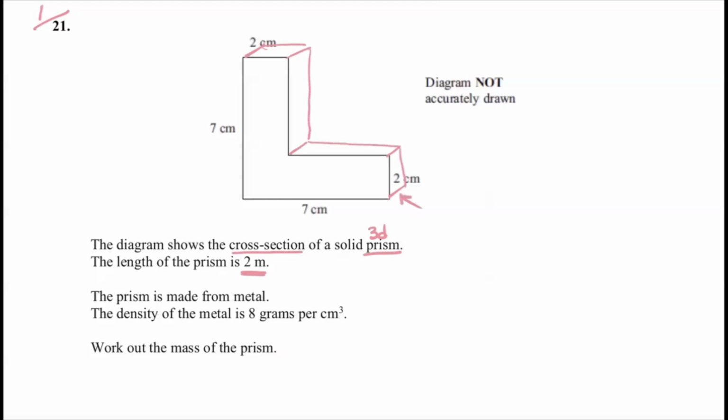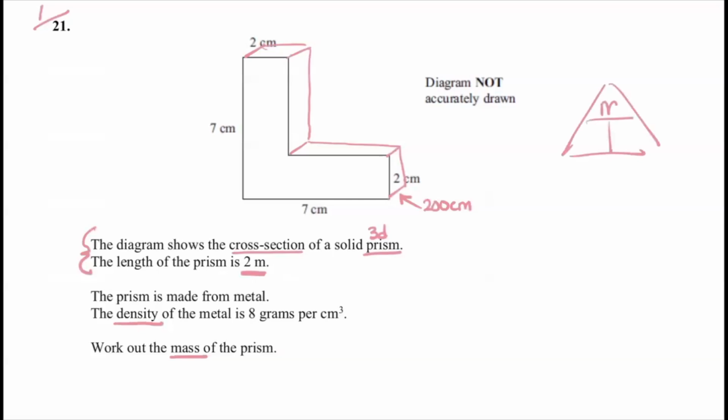And of course, this edge here is 200 centimeters. I want to stay in the same unit, so I'm converting my 2 meters to 200 centimeters. So just in those first 2 lines, I've been able to glean all that information and get it added into that diagram. The prism is made from metal. The density of the metal is 8 grams per centimeter cubed. I've got to work out the mass. Now, those are the key words that I want to be picking up on.